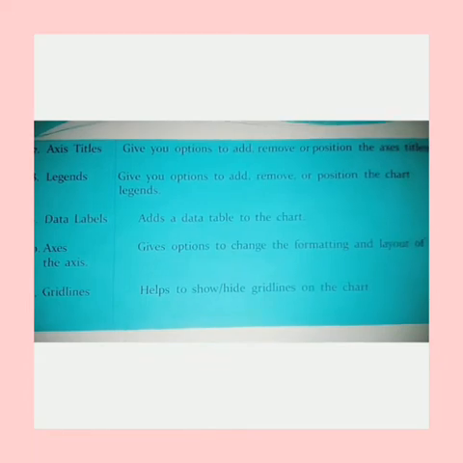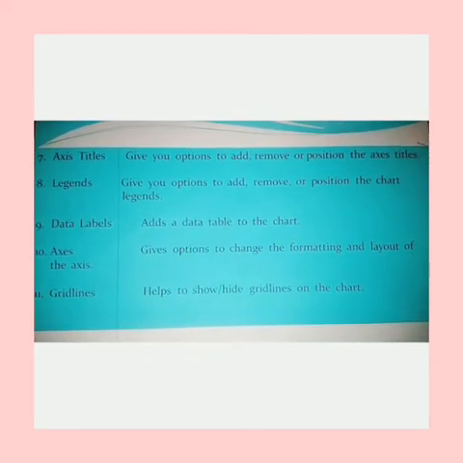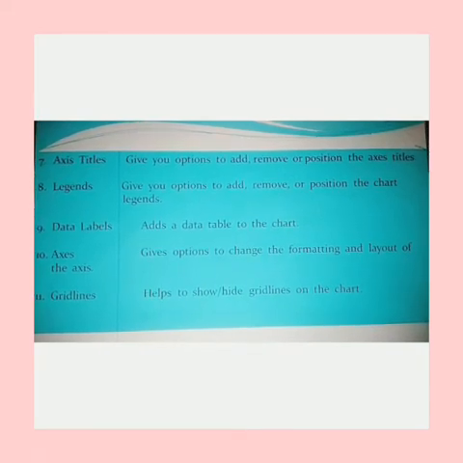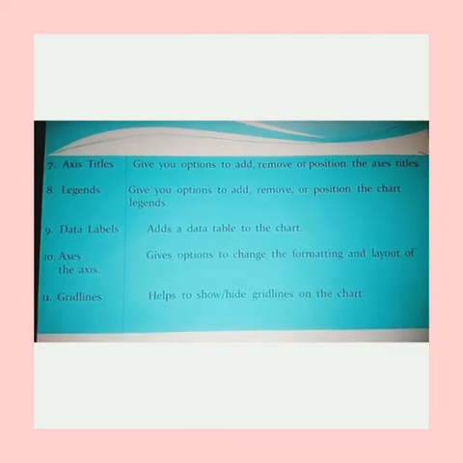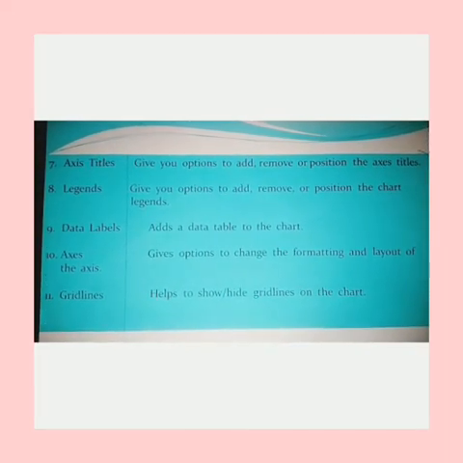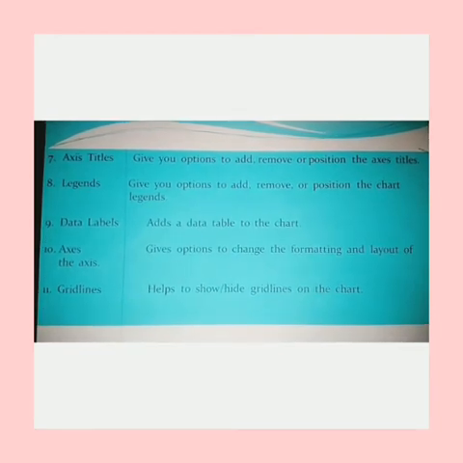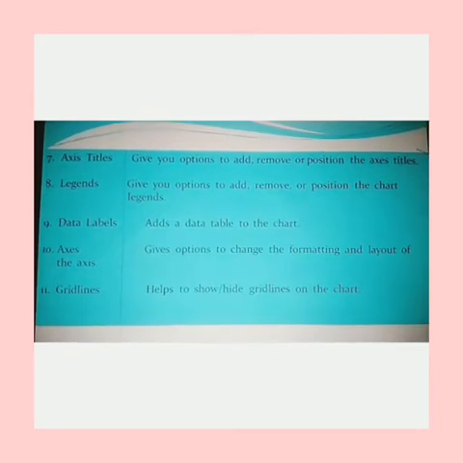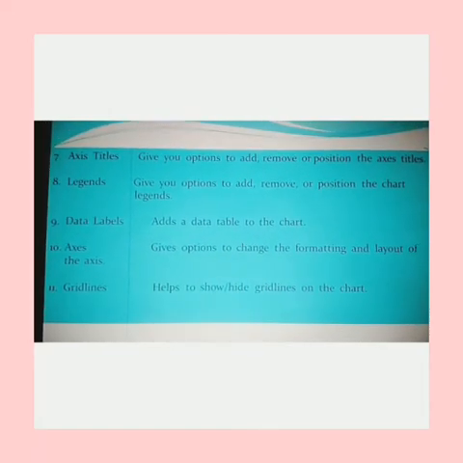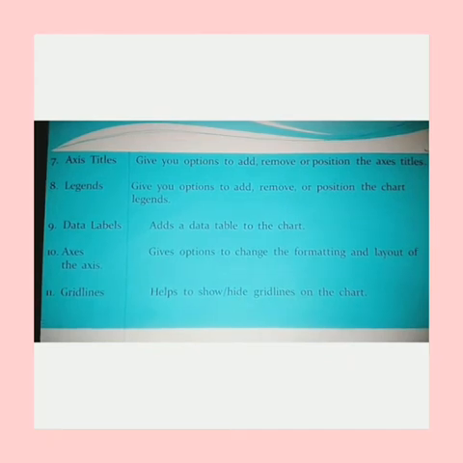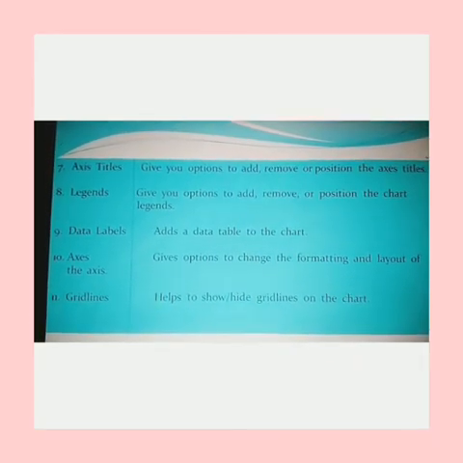Students, then the next button name is axis titles. The command button name is axis titles and its function gives you the option to add, remove or position the axis titles. Its function is to give you options to add or remove both, or position the axis titles. Then legends give you the option to add, remove or position the chart legends. Legends also help to add, remove or position.